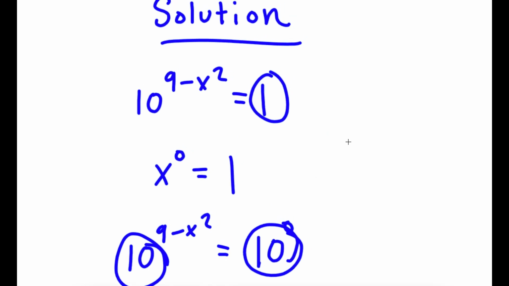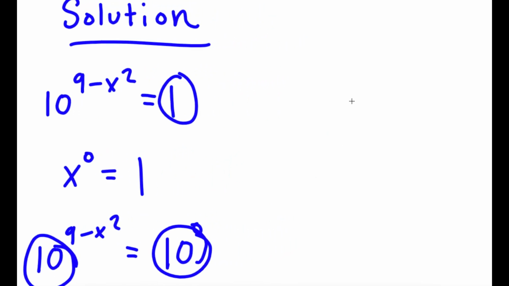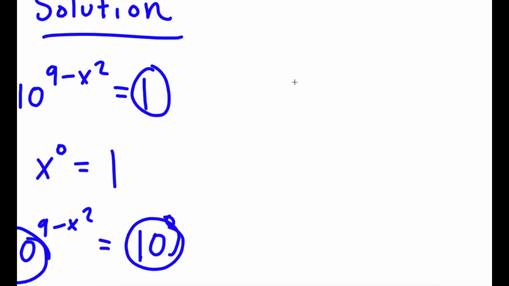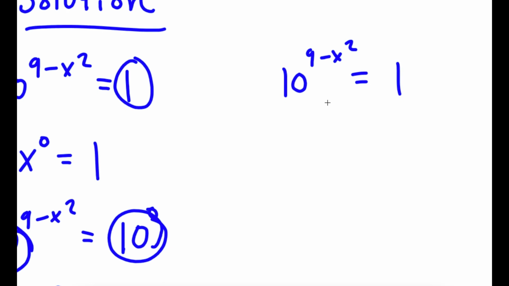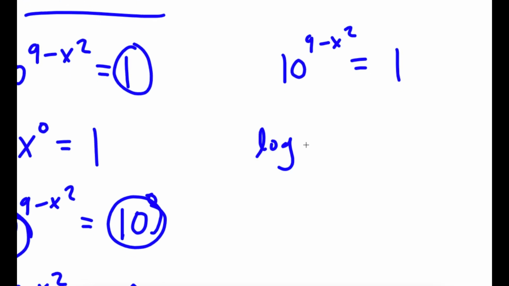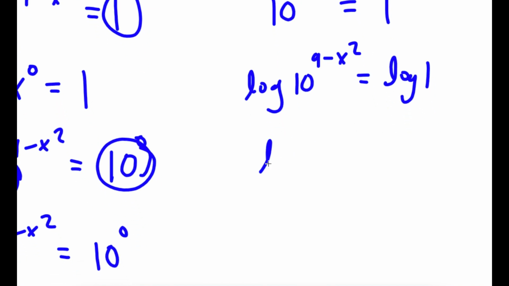So now I actually have another solution. So again, I have 10 to the power of 9 minus x squared is equal to 1. And this time I'm actually going to take the log on both sides. So I have log of 10 to the power of 9 minus x squared is equal to log 1. So now log of 1, that's 0. So I have log 10 to the power of 9 minus x squared is equal to 0.